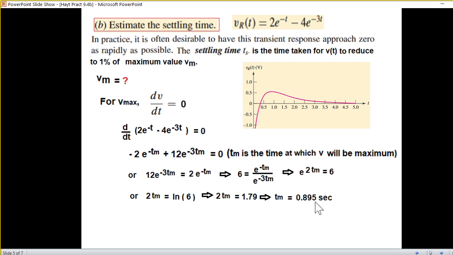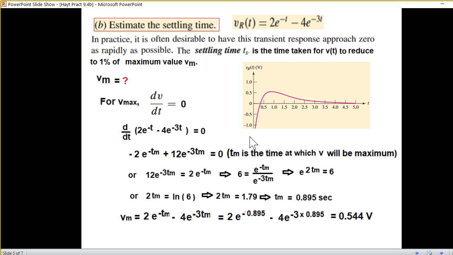At 0.895, the signal will be maximum. So it will be somewhere here. And you can see from the graph, this is the time at which the signal will be maximum. And now we can find the maximum value by putting the value of Tm in the voltage equation. This was the voltage equation. So for Tm, we put the values, and the V maximum will be 0.544. And you can see from this graph it is almost 0.54.